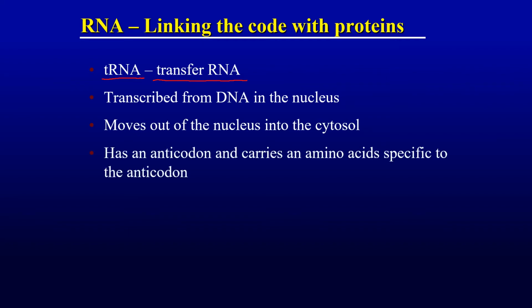Now, the transfer RNA has a part of the molecule we call an anticodon. And the transfer RNA also carries an amino acid. And that amino acid is very specific to the anticodon. And it picks up its amino acid after it leaves the nucleus, in the cytosol.